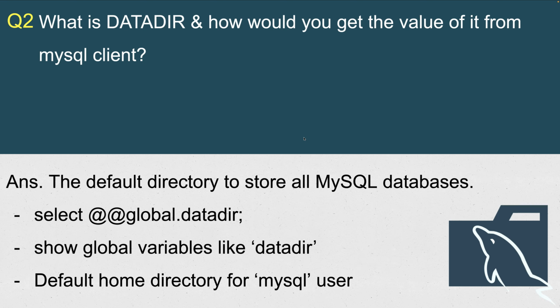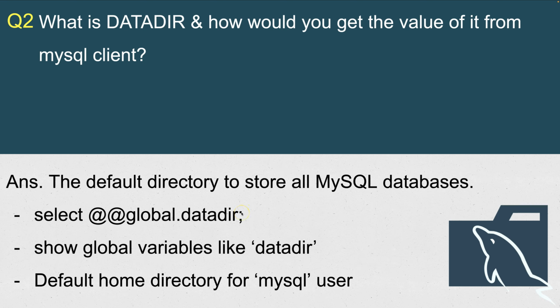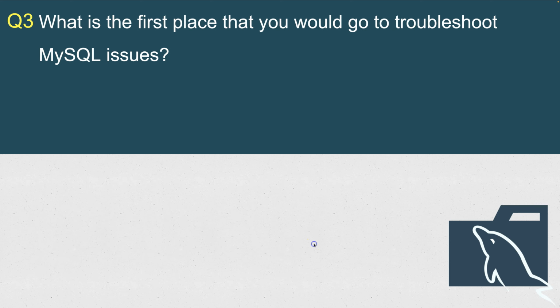And the answer is, the default directory to store all the MySQL databases, which is the DATADIR, you can either find using select @@global.datadir, or you can use the old classic way, show global variables like 'datadir'. And please remember that this DATADIR is the default home directory for the MySQL user that owns this MySQL installation. So if somebody deletes this MySQL user with -r, that also deletes its home directory, which means you really mess up the MySQL installation.